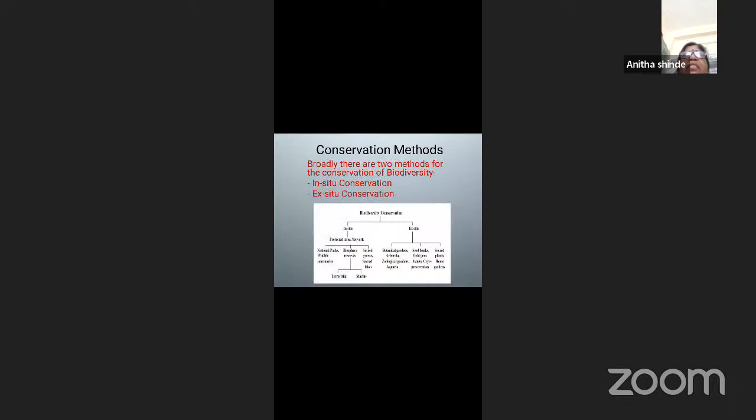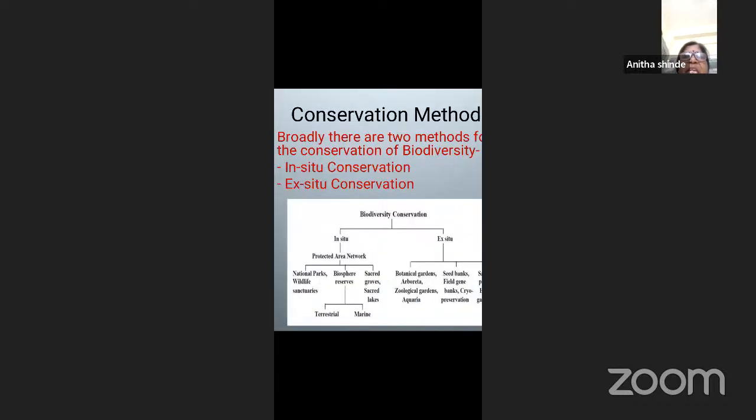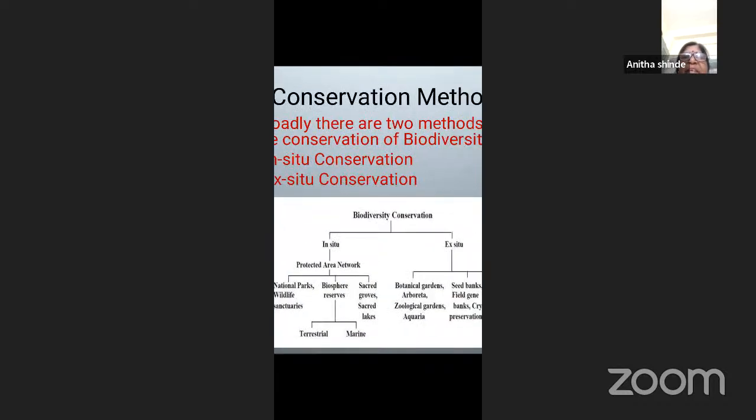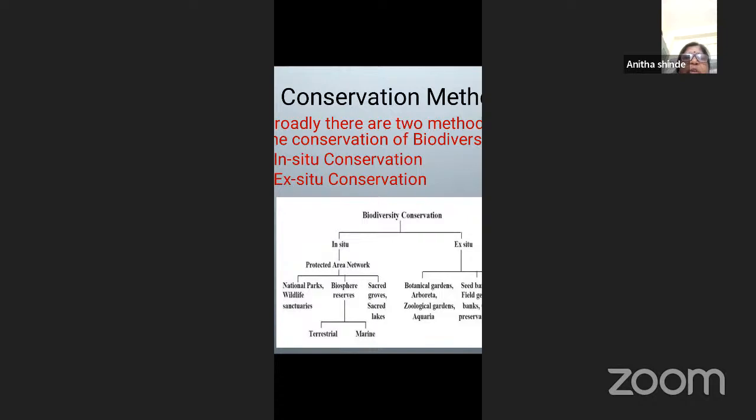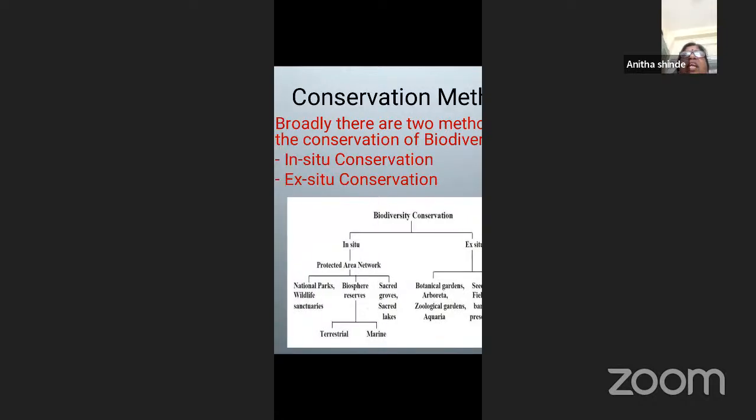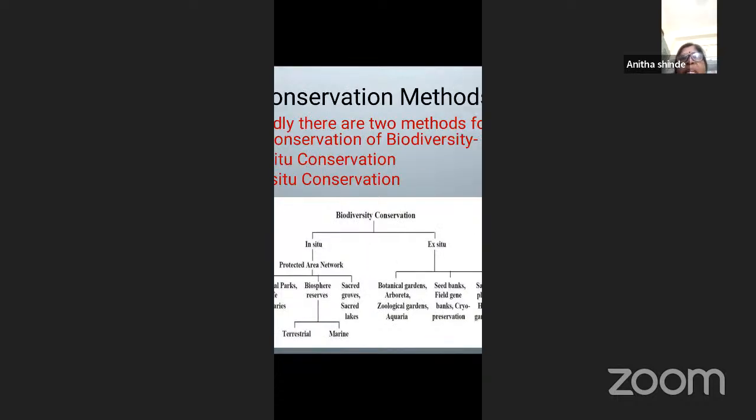So conservation methods are broadly classified into 2 types. One is called in situ and the other is called ex situ. In situ is the protected area network, and ex situ we will see. In situ has different types. Here the conservation is done in their own natural environment, then you say it is in situ. Ex situ means outside their natural environment, then you call it ex situ.